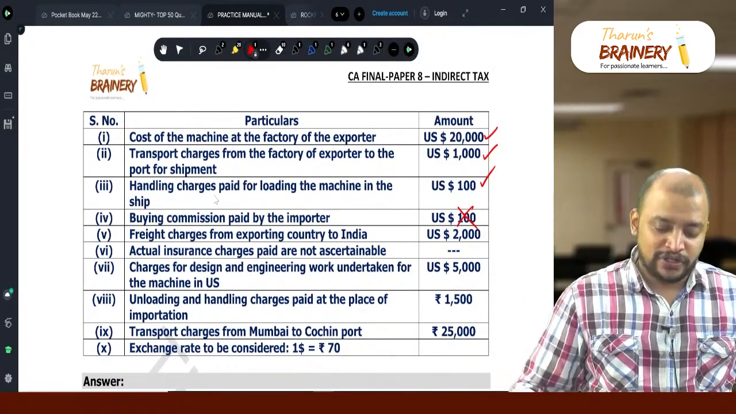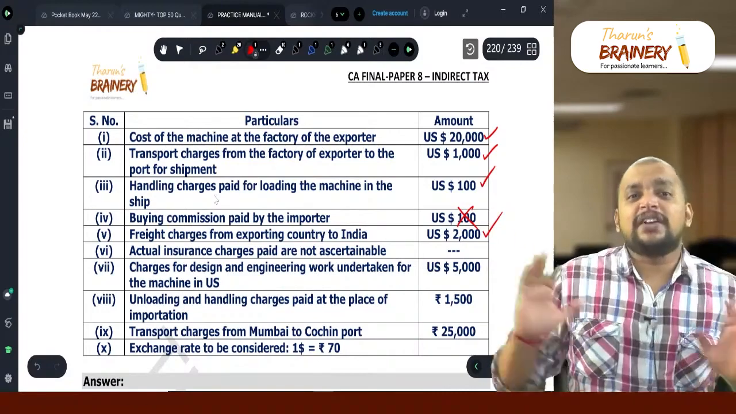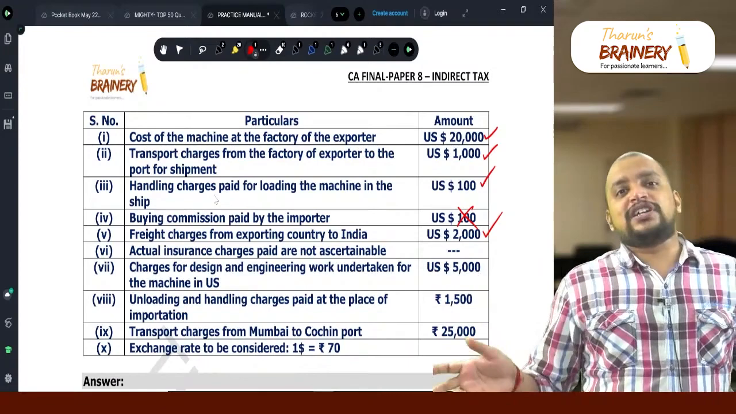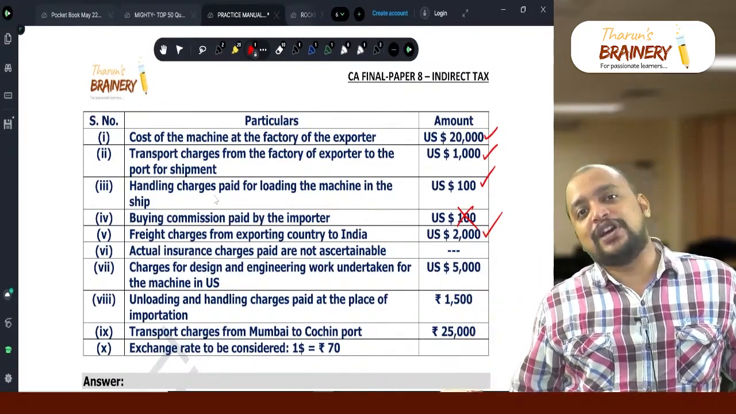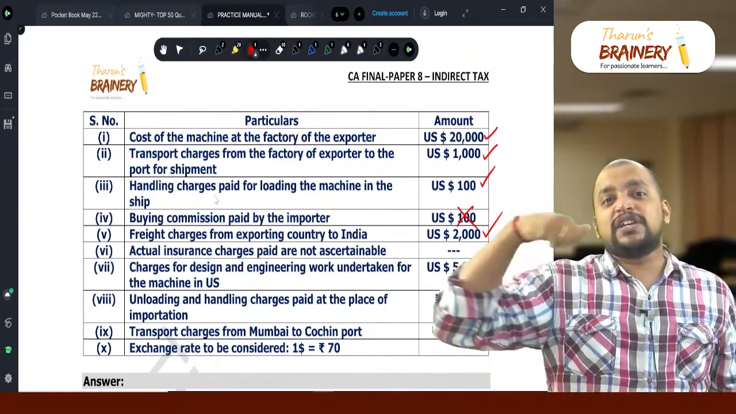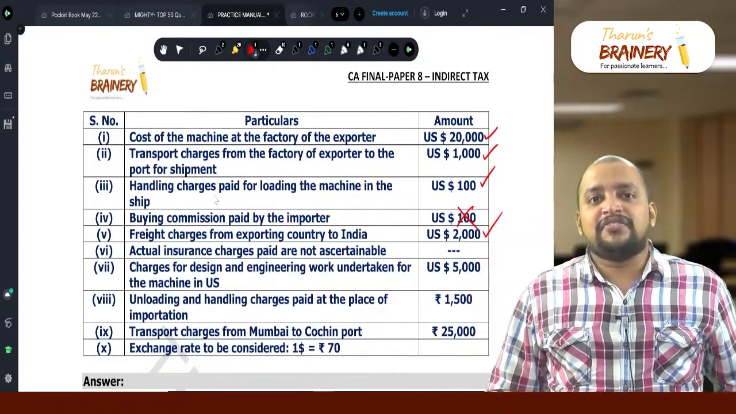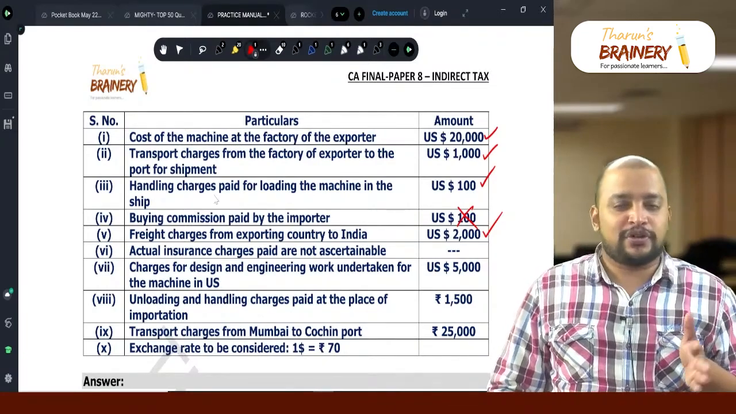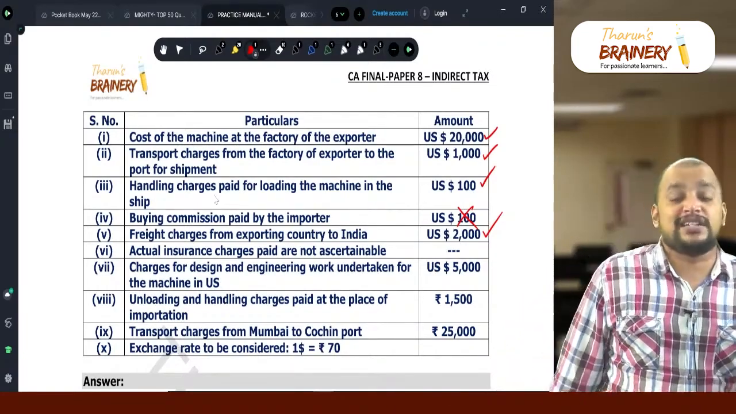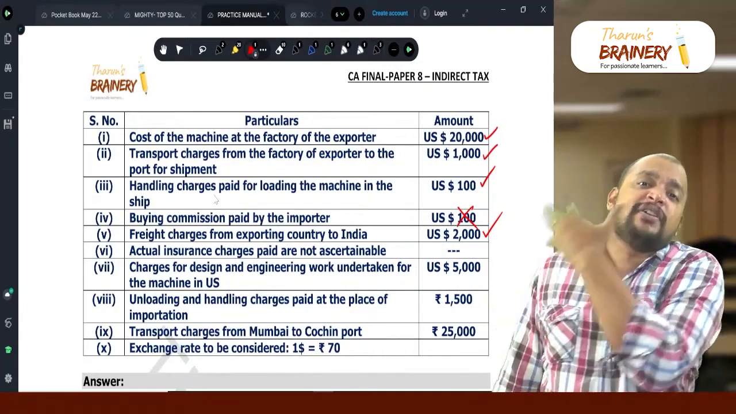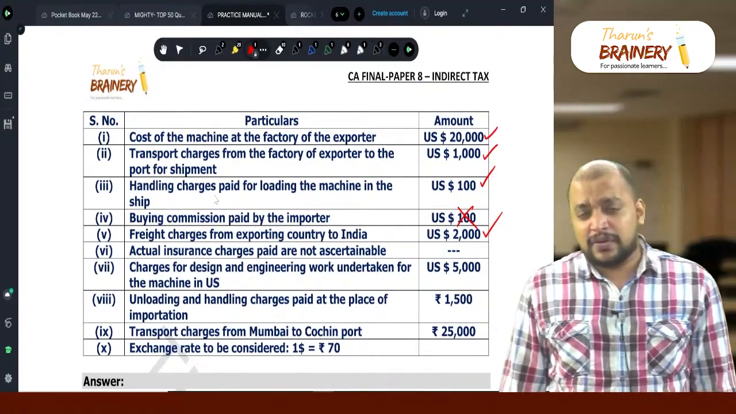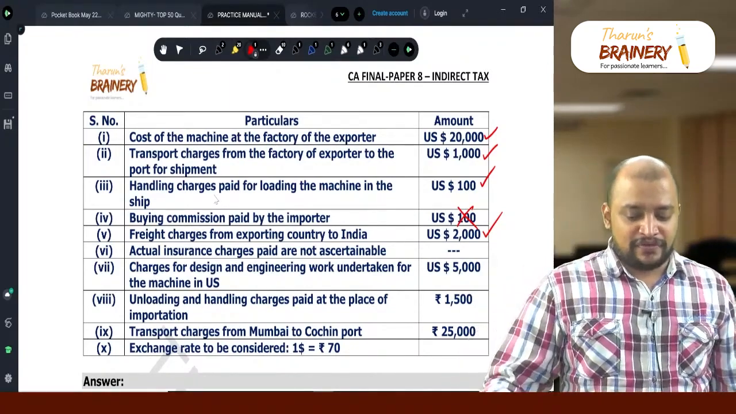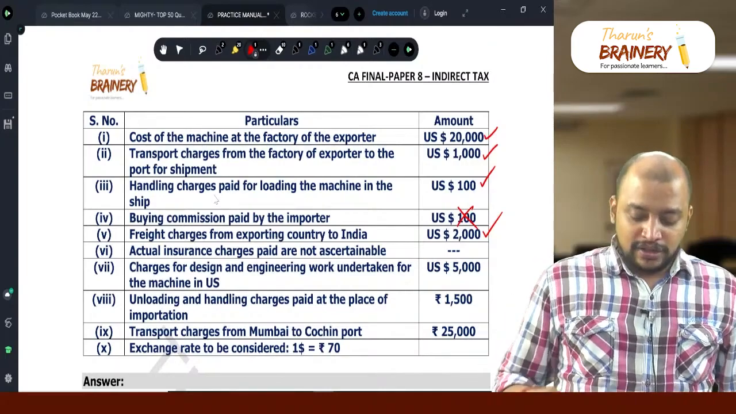Freight charges from exporting country to India. Why are we not taking here 20%? Because in case of vessel, we don't have to take actual or 20% of FOB, whichever is lower. The adjustment for freight from the factory of the exporter to the port of exporter we don't have to do here. That adjustment we need to do only when we take 20% of FOB. Here we are taking actuals, so leave it. Insurance will be 1.125% of FOB. What is FOB? That we need to find.